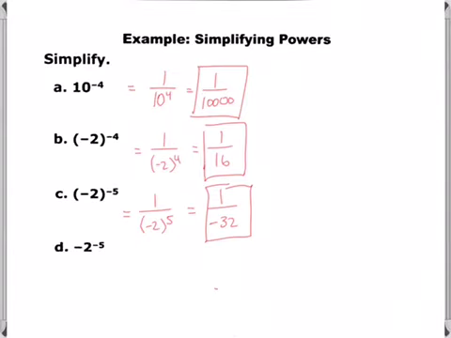And then last but not least, you've got a negative 2 to the negative fifth without parentheses. So we've got 1, we'll put the negative out in front, 2 to the fifth, which is going to equal a negative 1 over 32.